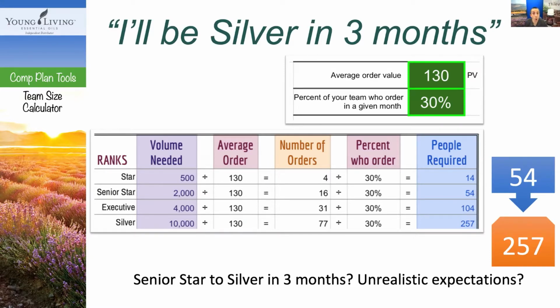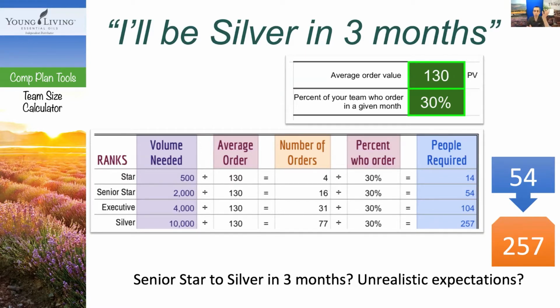Let's have a look at what that actually looks like. What does silver look like? Well, let's have a look at our sheet. Now, if we have a look at silver, which is 10,000 OGV, you can see there that it requires about 257 people in your organisation if your average order value is 130 PV and 30% of them order in a given month. In order to achieve that volume, you need 257 people in your organisation.